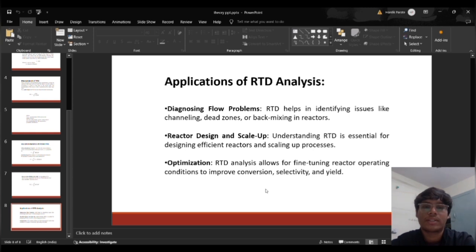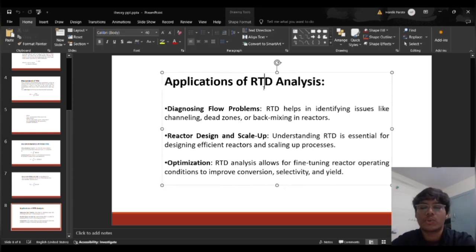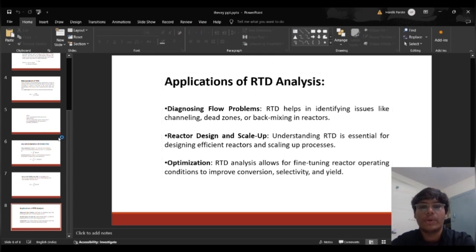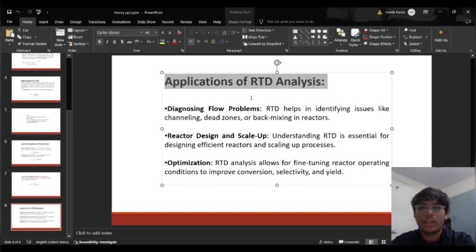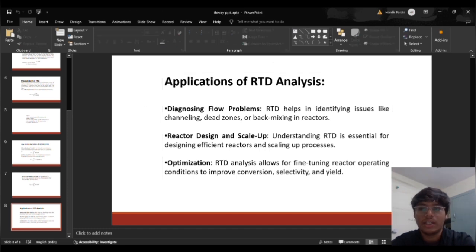So now let's head towards the conclusion. To sum up, residence time distribution is a powerful tool that helps us to understand how fluid moves through the reactor. For a plug flow reactor, the goal is to keep the flow as close to ideal plug flow as possible, which maximizes efficiency. However, real reactors are not perfect, and RTD analysis helps us identify and fix the deviations to improve performance.